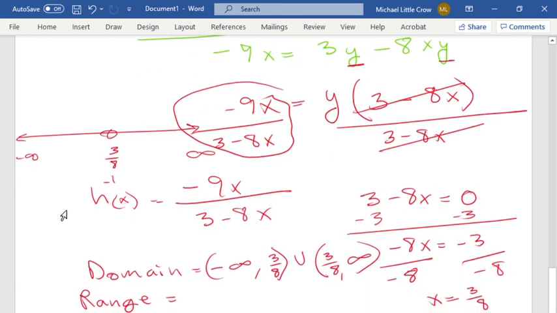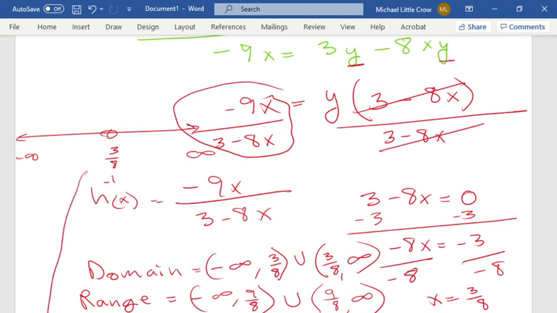So come back down here. Our range is going to be negative infinity to 9/8 union 9/8 to positive infinity. So I got that all right. This would be our answers right here. Box it in.